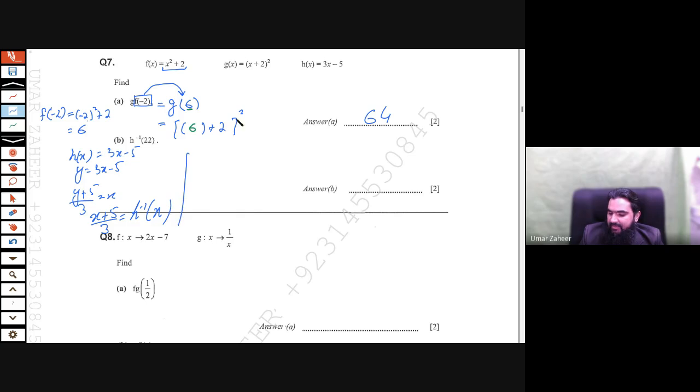Now we have the function h inverse of x, which is x plus 5 divided by 3. In place of x we substitute. What do we have to find? We have to find h inverse of 22. So substitute 22. 22 plus 5 is 27, and 27 over 3 is 9.